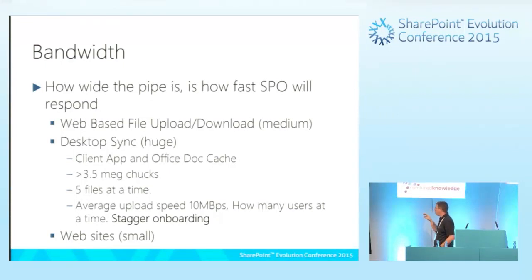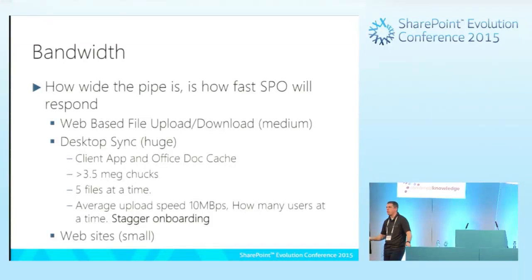So what is actually happening when you have the desktop client doing the synchronization of files up to SharePoint Online or up to OneDrive is it can only do 5 files at a time, and it can only do 3.5 megs of that file per thread.